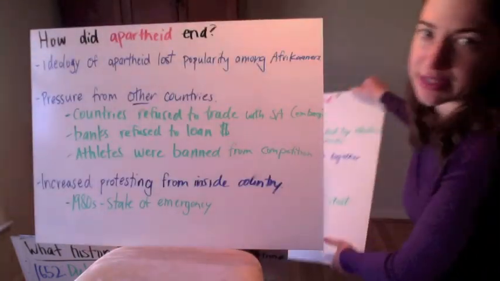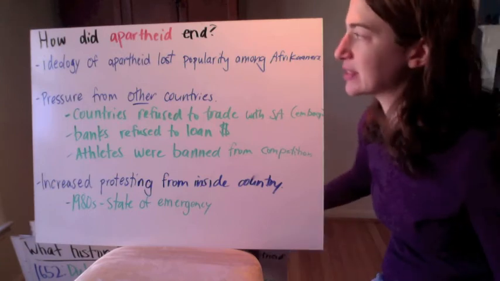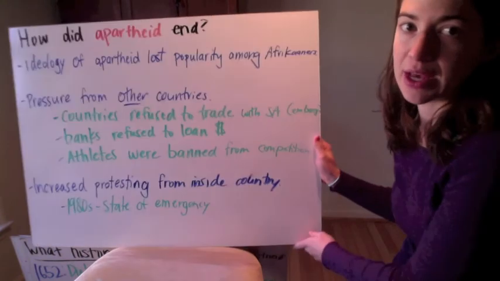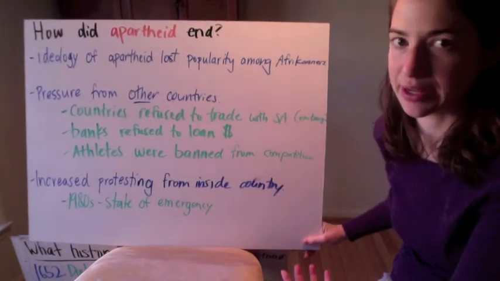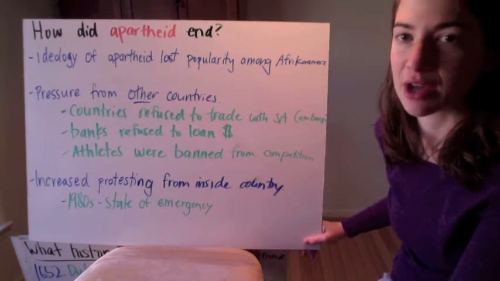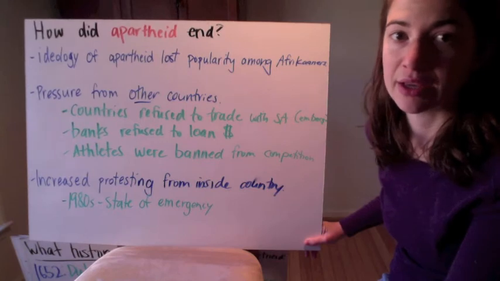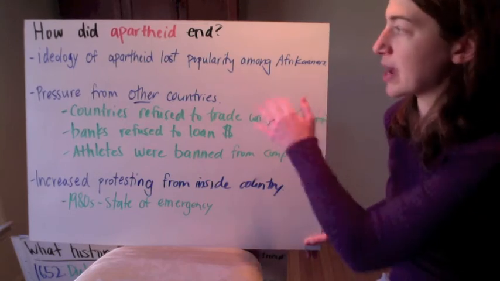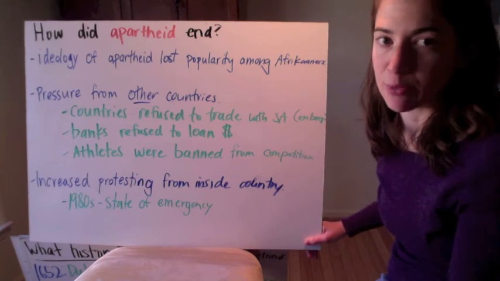So how did apartheid end? It does not exist today. It ended in 1990. What led to the end? There were three main things that led to the end of apartheid. The first one being the ideology, or just the idea of apartheid, lost popularity among Afrikaners and other people living in South Africa. No longer could you say whites are superior to blacks, or that blacks deserve to be treated terribly. People were not in favor of this idea as much anymore as time went on.